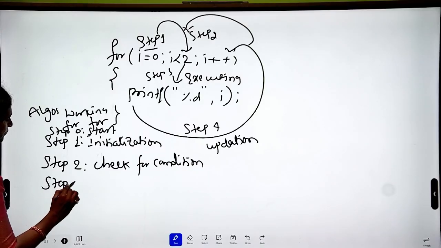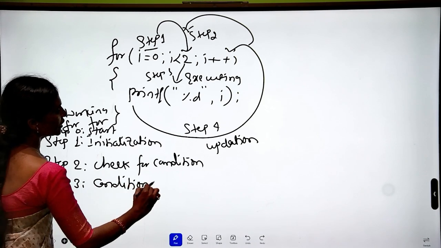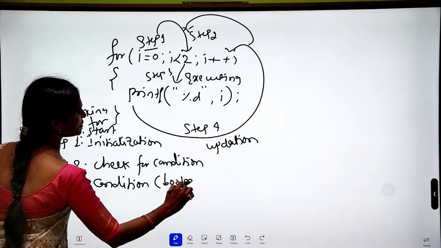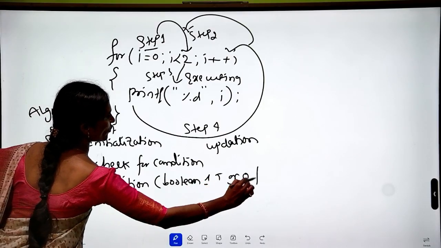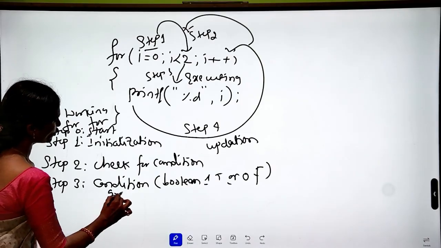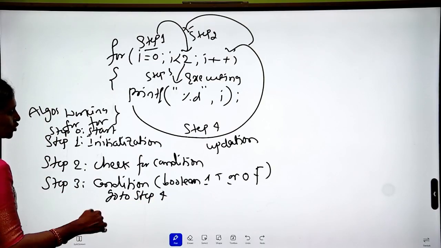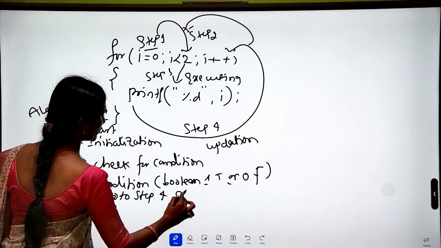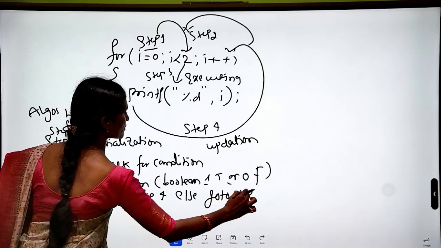Step 3, condition true. What is this condition? It is a Boolean value, true or false. Okay, 1 means true, 0 means false. So if condition true, go to step 4, else go to step 6.